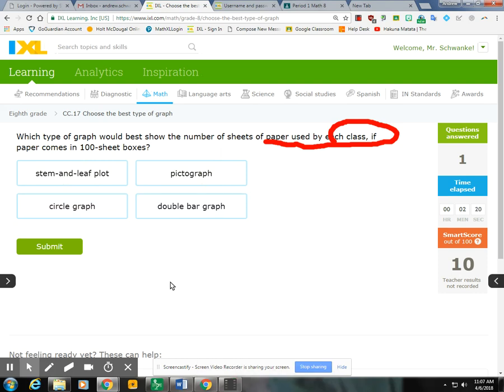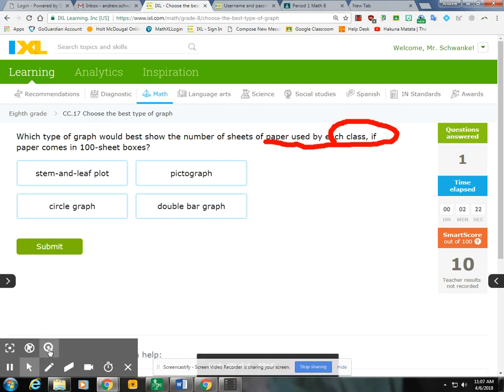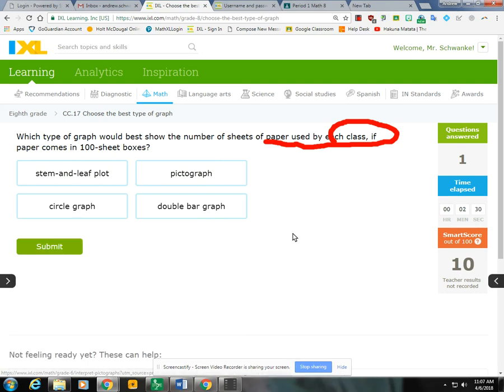Oh, cool. Now, quick way to get rid of that. I don't know. Well, we'll see. The X. That didn't work. Oh, man. All right. Anyway, we'll deal with it.